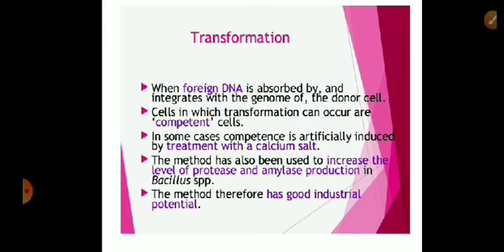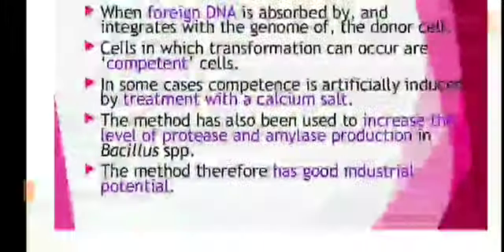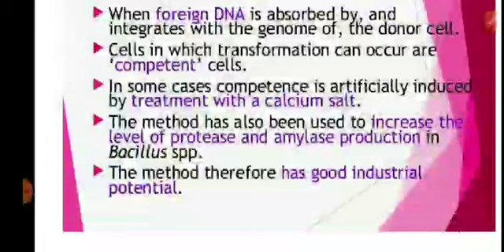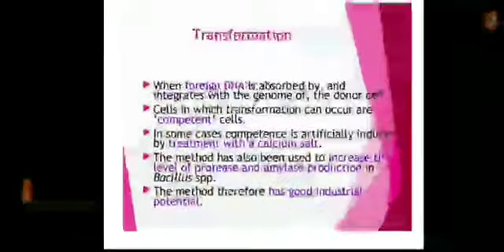But in order that the cell accepts the foreign DNA, it has to be competent. And competence is not a permanent phenomenon in the life cycle of an organism. So cells can be deliberately made competent by treating or growing them in calcium chloride. This method has been used to increase the level of protease and amylase production by Bacillus species.